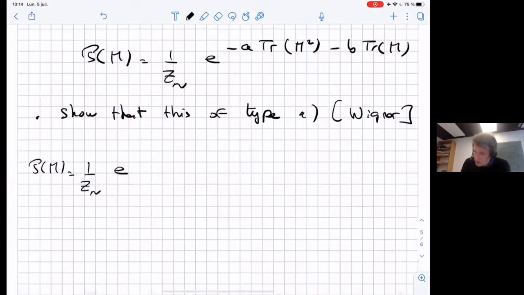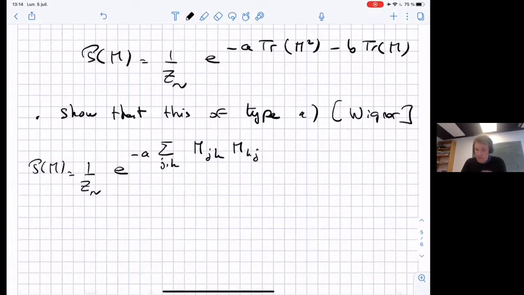Okay, so this is just exponential of what? Let's just rewrite what this trace of M squared is. By definition, this is just a sum of M_jk M_kj. Okay, that's the definition of a trace of M squared. And then here I just have the sum, say over j, of M_jj.